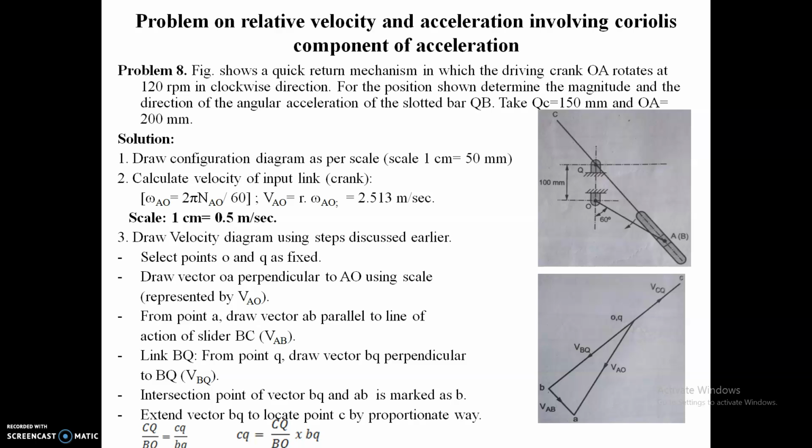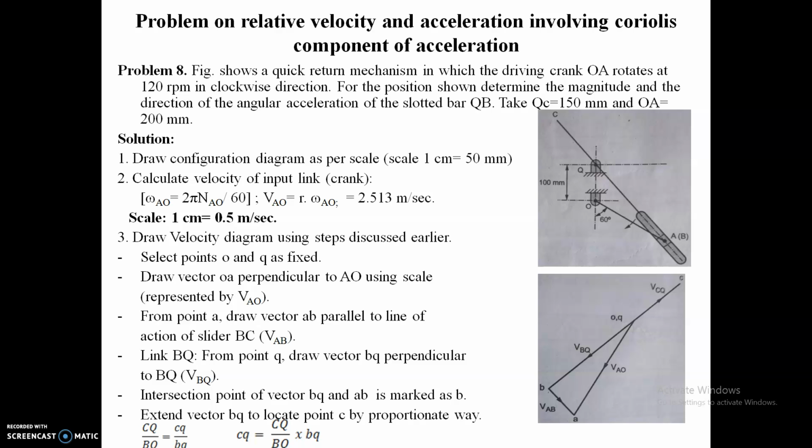Let us see how to solve such a problem. It is again a crank and slotted lever mechanism, so definitely the Coriolis component is coming into picture. Step number one is to make the configuration diagram as per the scale. Here I have taken the scale 1 centimeter equal to 50 mm. Accordingly, you can make the configuration diagram.